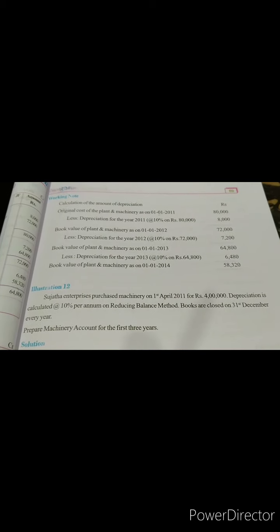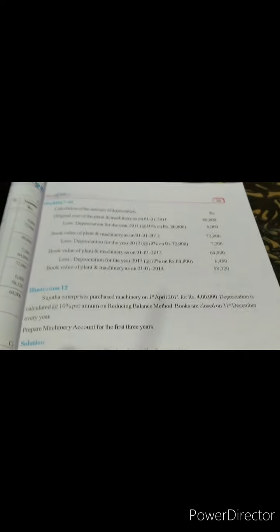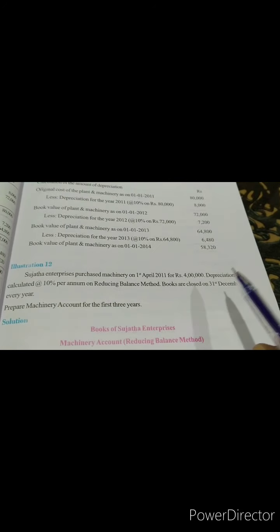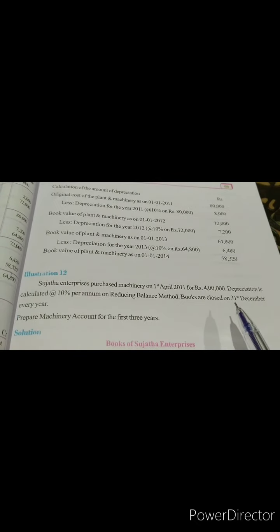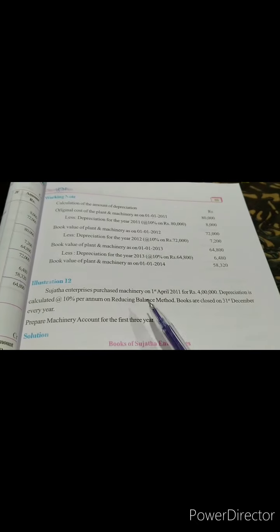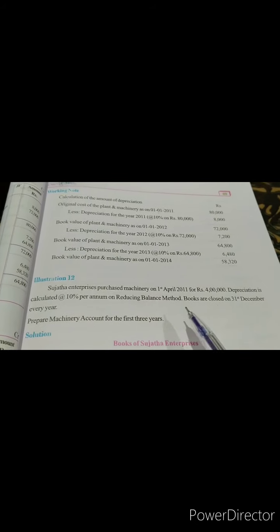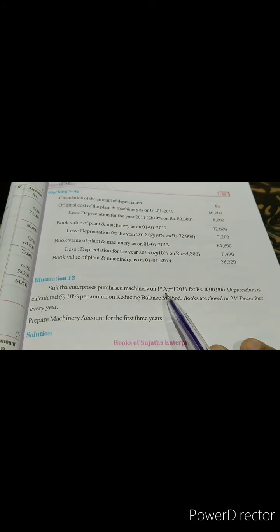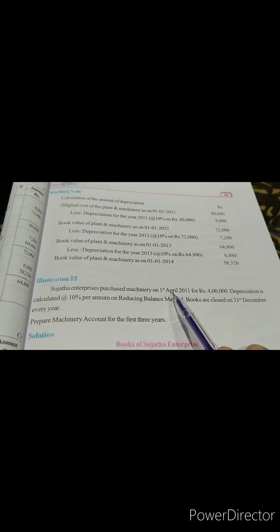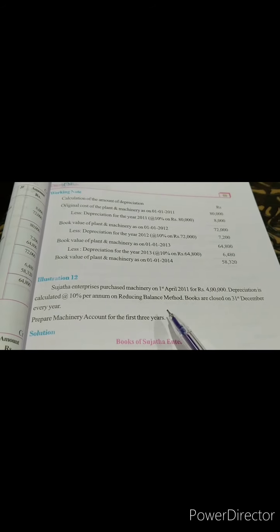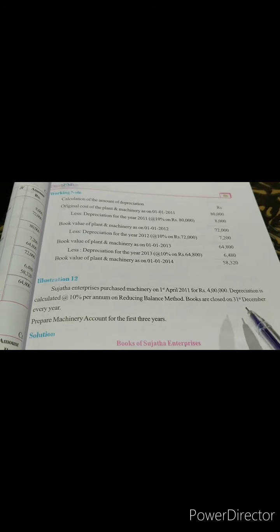You are preparing accounts in the books of Sujata Enterprises. And if you see the accounting period of the organization, it's closing on 31st December. That means the accounting period is from January to December. We are calculating depreciation here. So depreciation is to be provided for the whole year from Jan to December. But if you see the illustration carefully, the machinery was bought on 1st April. It means from April onwards the machinery has been used during that year 2011 till December.